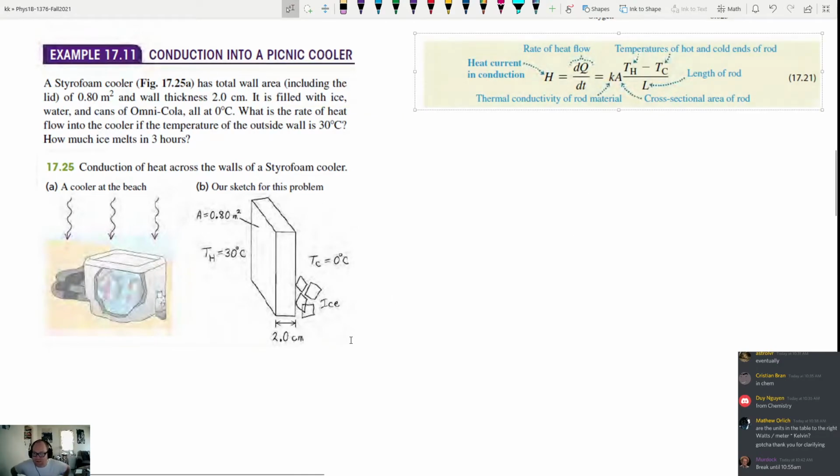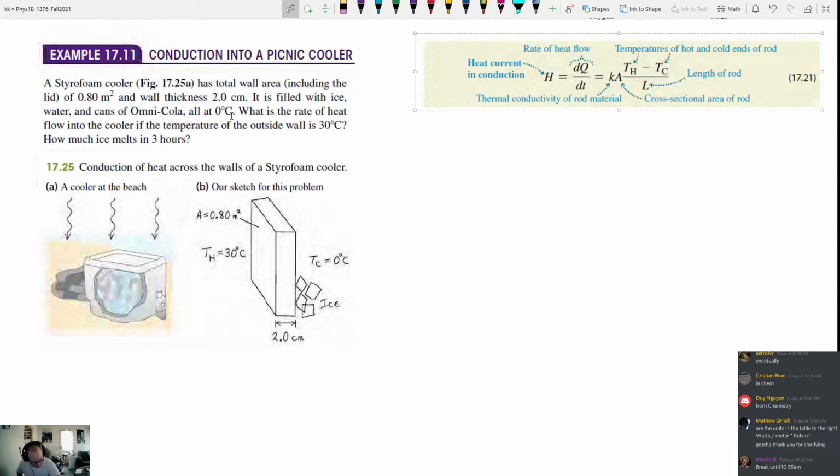It says a styrofoam cooler has a total wall area, including the lid, of 0.8 meters squared. So I guess that means if you take into account all the walls and the top, you get 0.8 meters squared. The thickness of the walls is 2 centimeters. It's filled with ice water and cans of Omni-Cola, all at 0 degrees Celsius. What is the rate of heat flow into the cooler if the temperature outside the wall is 30 degrees Celsius? And how much ice will melt in 3 hours?